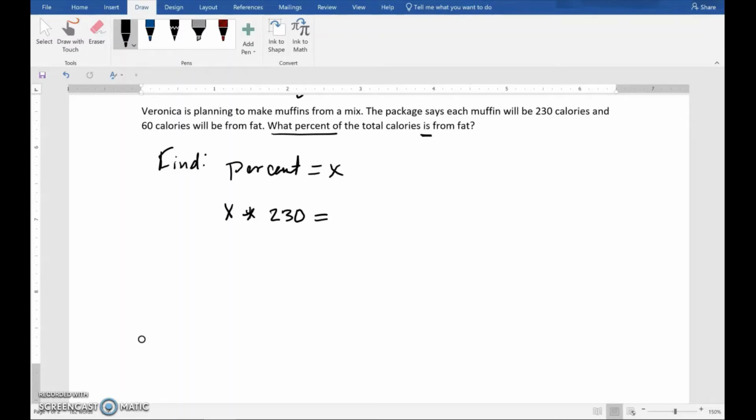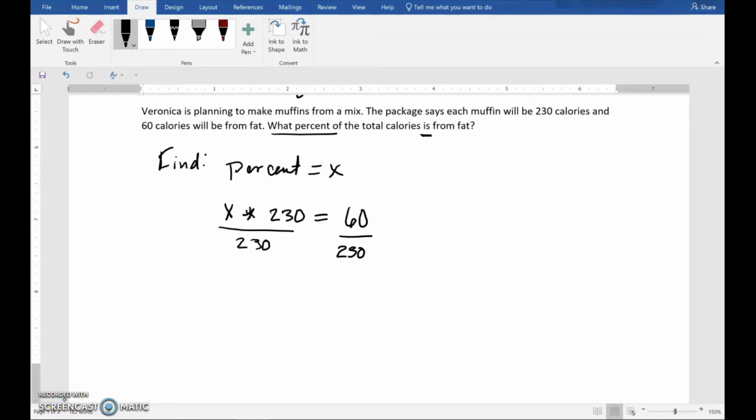And how many calories from fat? 60 calories from fat. Okay, so the next step is we now have our equation. We can solve it. Since X is being multiplied by 230, we have to do the opposite. So we're going to divide by 230. What you do on one side, you have to do on the other.